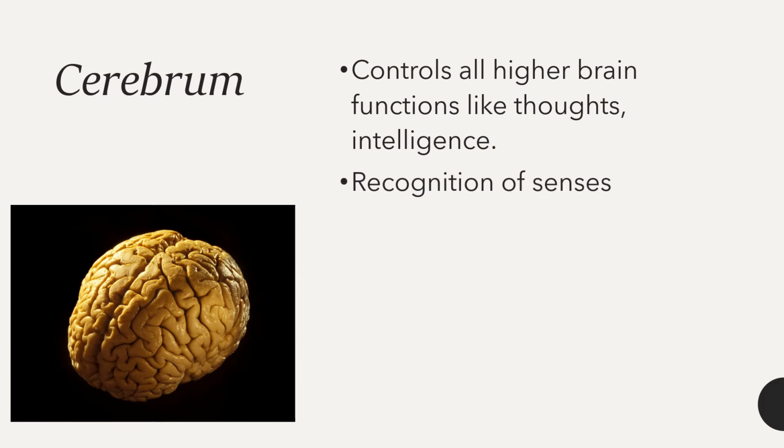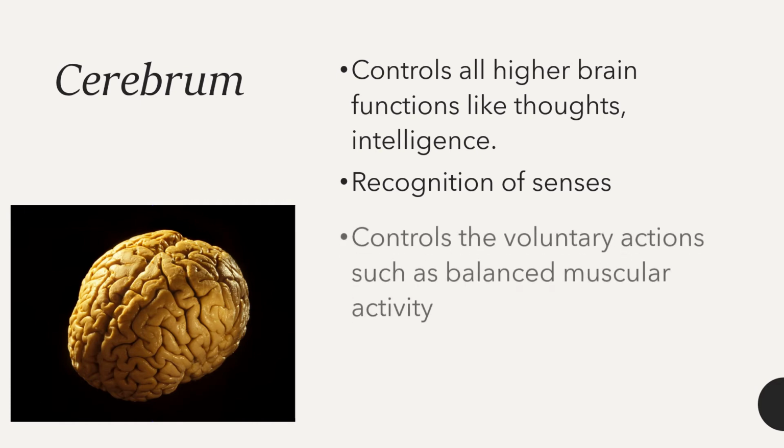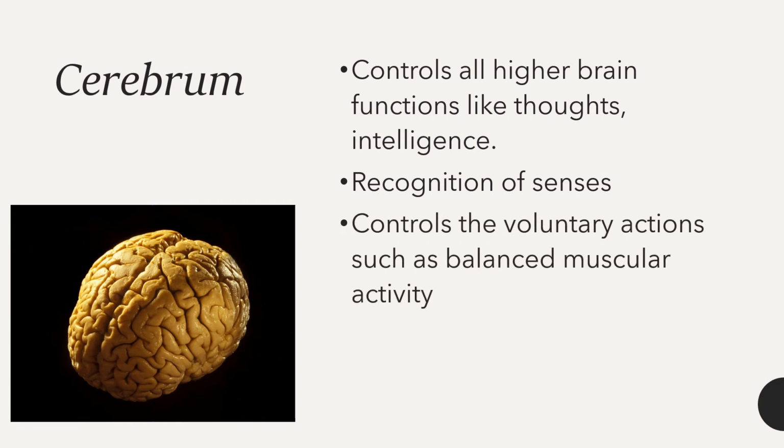And also it recognizes the senses that come to our body from the environment. You know that we have five sensory organs: eye, nose, tongue, ear, and the skin. These sensory organs receive different stimuli from the environment like touch, sounds, different tastes, and different lights from different objects. These are recognized and identified by the cerebrum of our brain. And also it controls the voluntary muscle actions. Voluntary muscle actions means the muscle actions that take place according to our need.